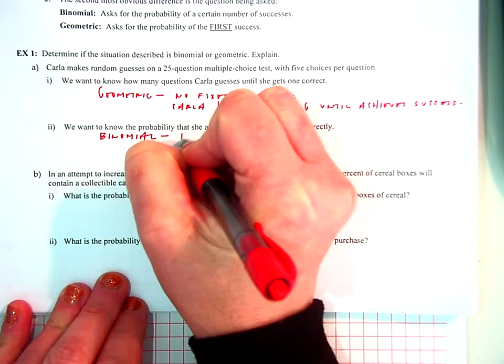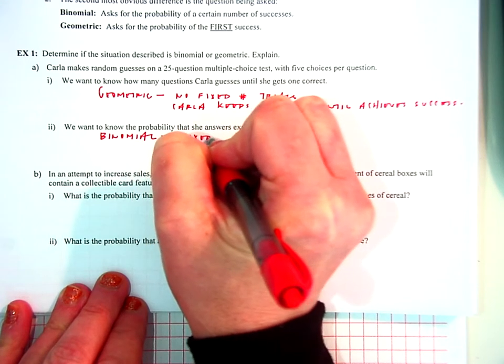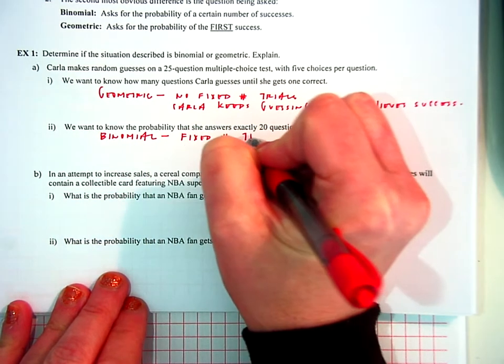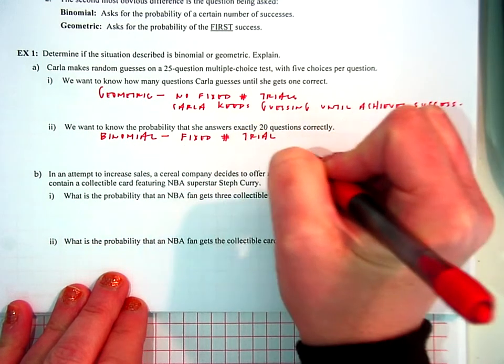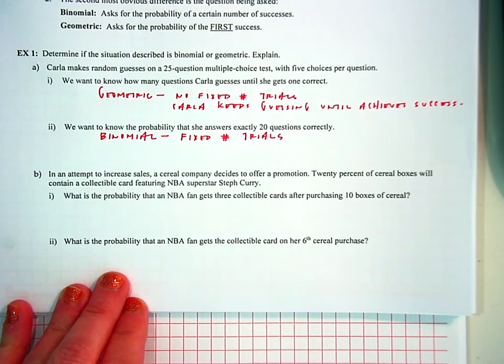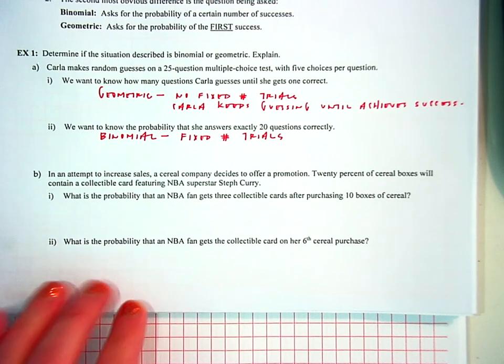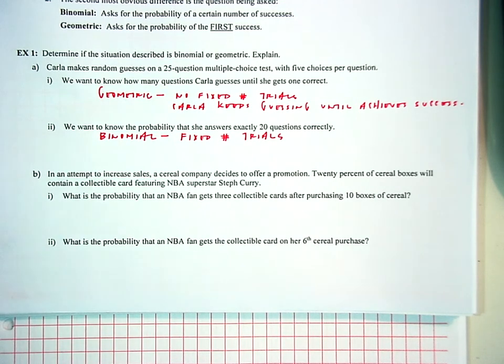We have the fixed number of trials, right? We've got that 25 question multiple choice test, and we're looking to calculate the likelihood that she guesses 20 questions correctly out of those 25 total questions, right? So that triggers for us, got to be binomial.